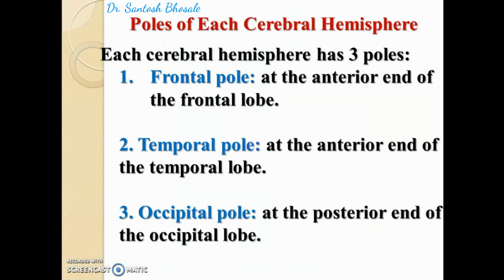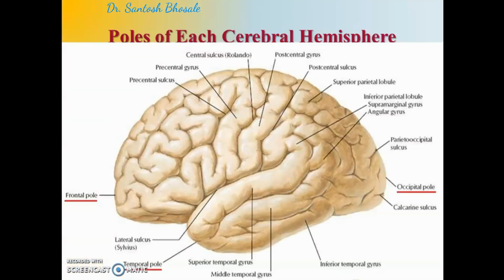So coming to the poles, as we already discussed, each cerebral hemisphere has three poles: the frontal pole, the temporal pole, and the occipital pole.